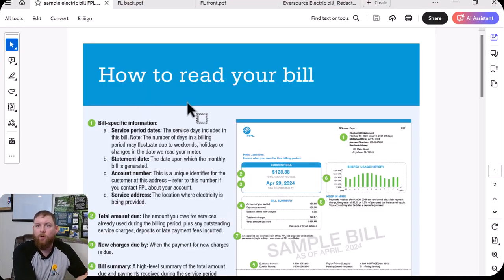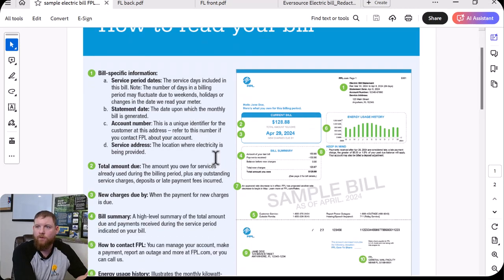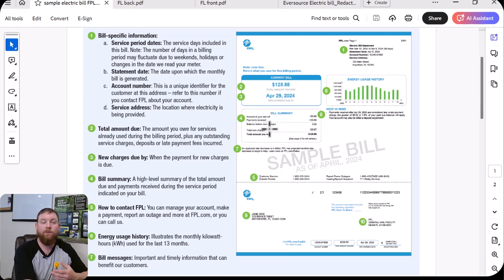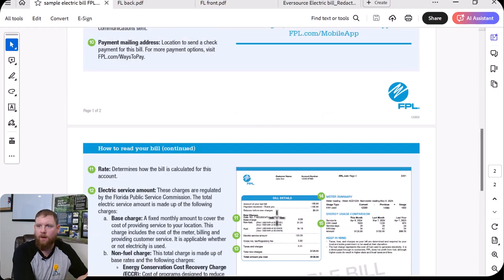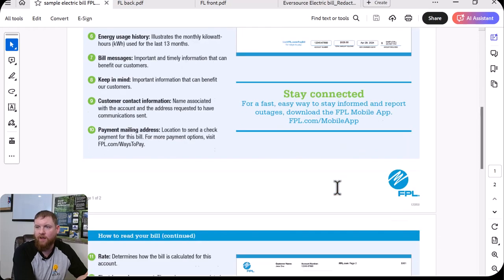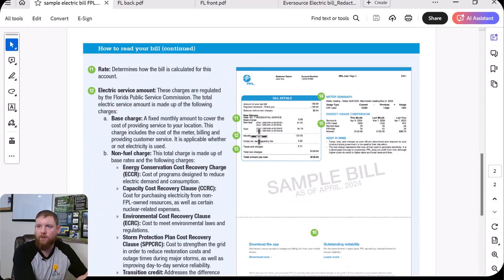So likewise, we're going to go to a Florida bill. This is an example of a Florida Power and Light, FPL, bill, and it's going to be very similar to what we've gone over as far as the Eversource bill is concerned. Again, all of this is right on their utilities website. It breaks down basically what we've just gone over. The front page is going to have your current charges, your billing times, your past usage history. The second page, again, is going to be more data driven. It tells you exactly what the breakdown of everything is.